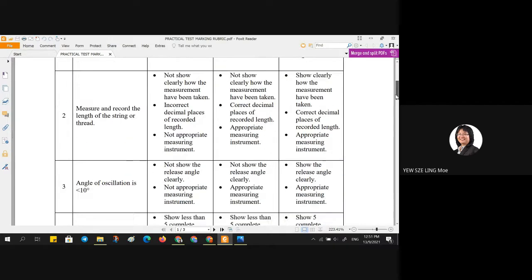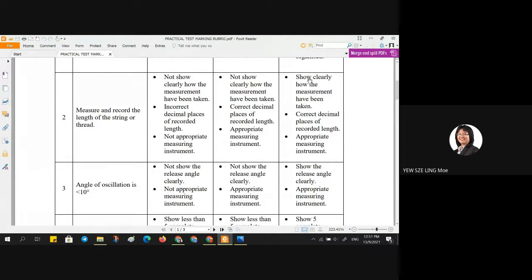And then the second part: measure and record the length of the thread. You also have to show me how you record the length.